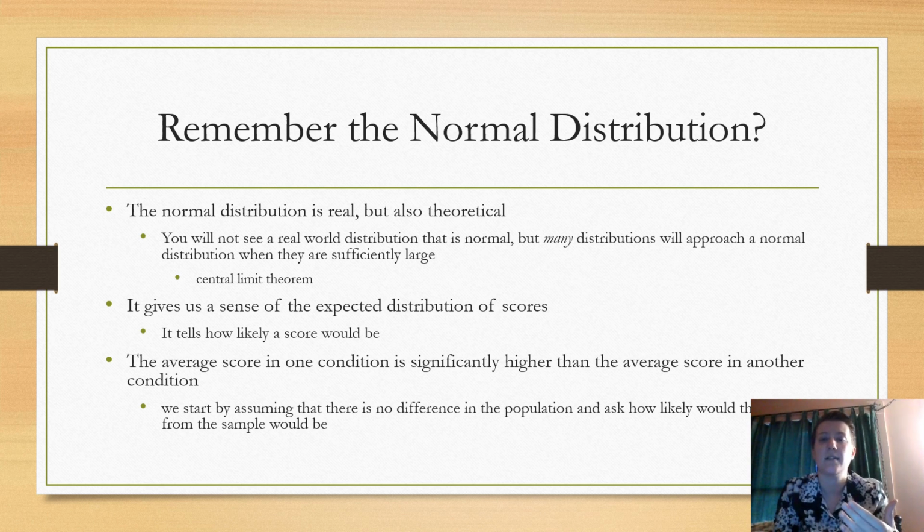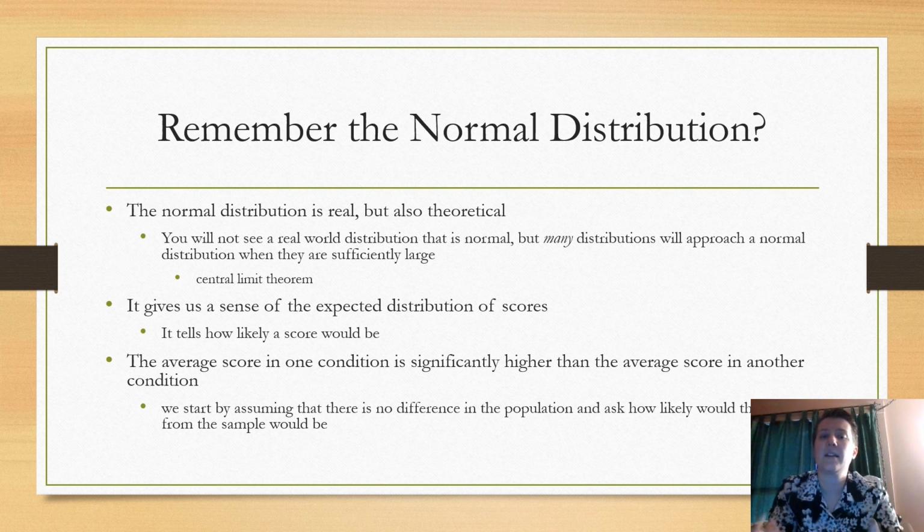However, many distributions will approach a normal distribution if they're large enough. And so since many distributions will approach a normal distribution, we use the normal distribution in order to make our claims when we do inferential statistics. So this is known as the central limit theorem. If you remember Psych 42 talking about the central limit theorem, where basically it will approach normal.